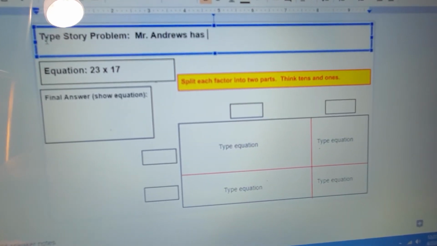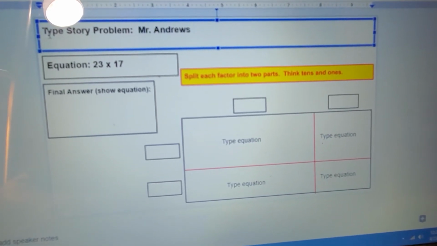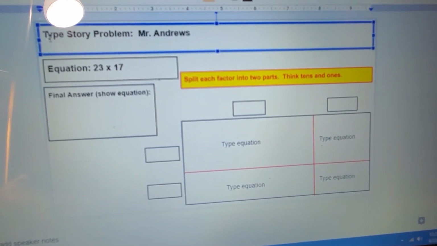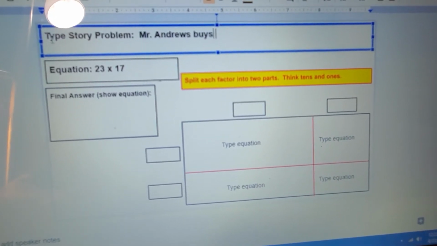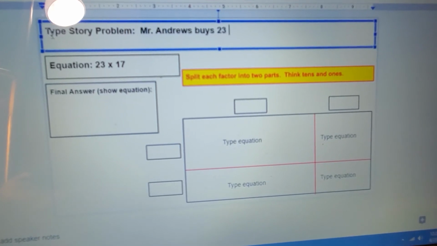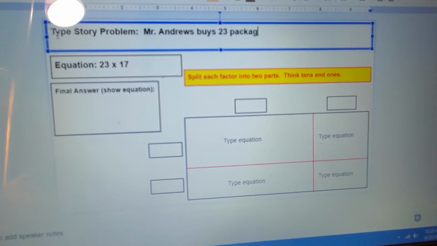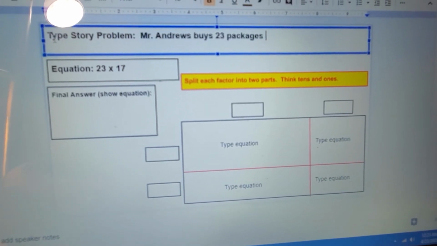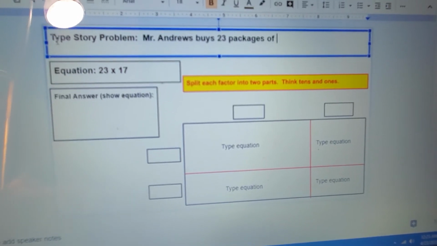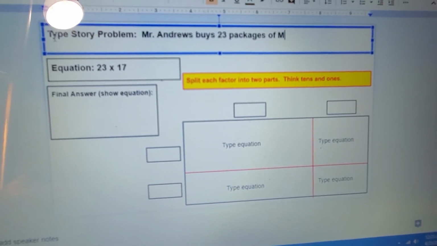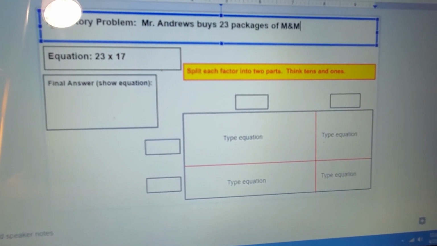No, let's write this. Mr. Andrews buys 23 packages of, let's say, M&Ms. Why not? Mr. Andrews loves M&Ms. Big M&M fan.